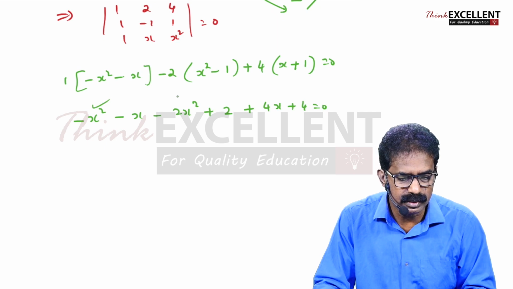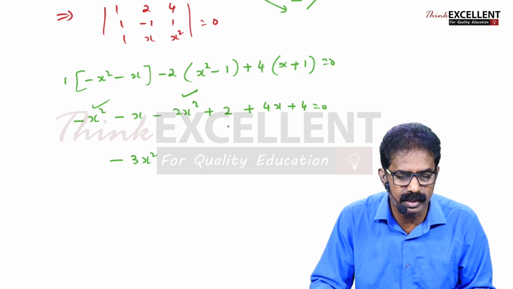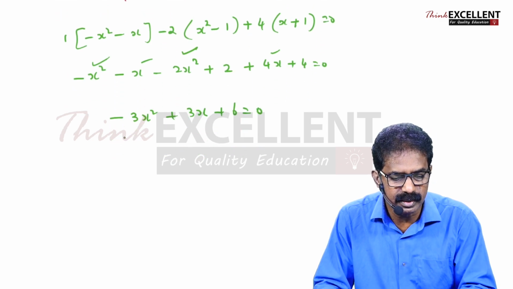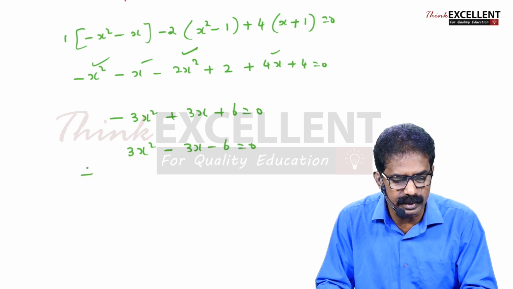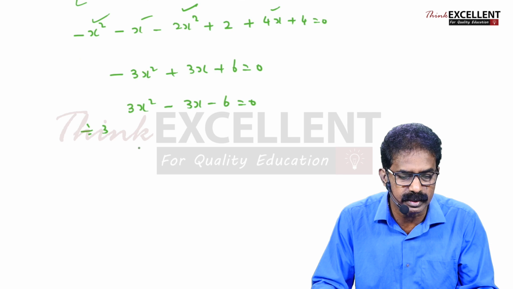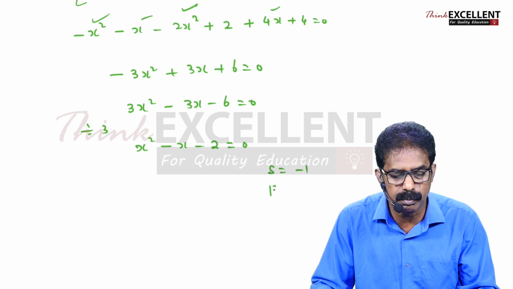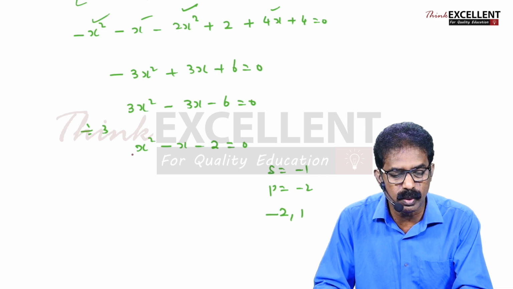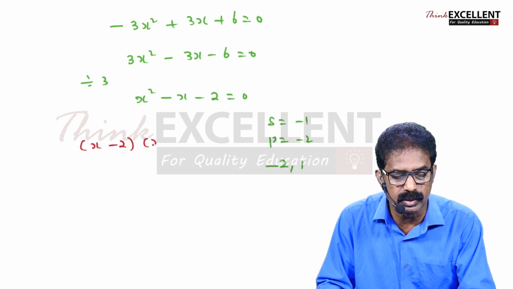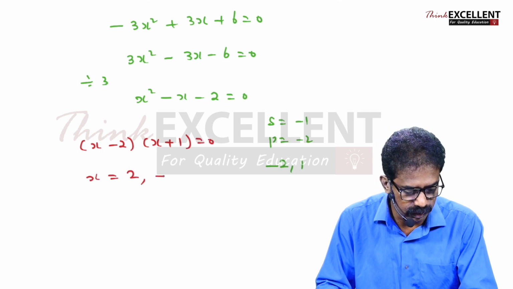Simplify. How many times are you getting x square? Minus 3x square, right? Minus 3x square plus 3x plus 6 equal to 0. You change the sign. 3x square minus 3x minus 6 equal to 0. Dividing by 3, see what you are getting? x square minus x minus 2 equal to 0. Can be factorized. Sum is minus 1, product is minus 2. The numbers are minus 2 and 1. Coefficient is 1. So straight away you can write x minus 2 into x plus 1 equal to 0. So your answer x equal to 2. Another answer x equal to minus 1.